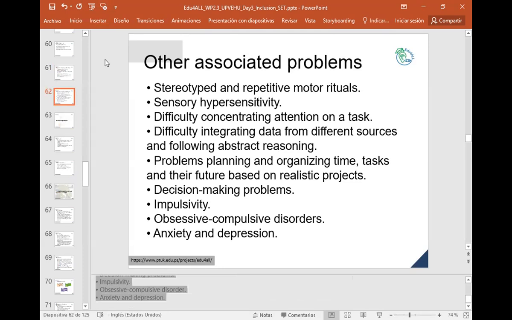Other associated problems they may present are stereotyped and repetitive motor rituals that are triggered in specific situations and beyond their control. Sensory hypersensitivity. Difficulty concentrating their attention on a task, easily distracting themselves. Difficulty integrating data from different sources and following abstract reasoning. Problems planning and organizing time, tasks, and their future based on realistic projects. Decision-making problems. Impulsivity. Obsessive-compulsive disorder. Anxiety and depression.